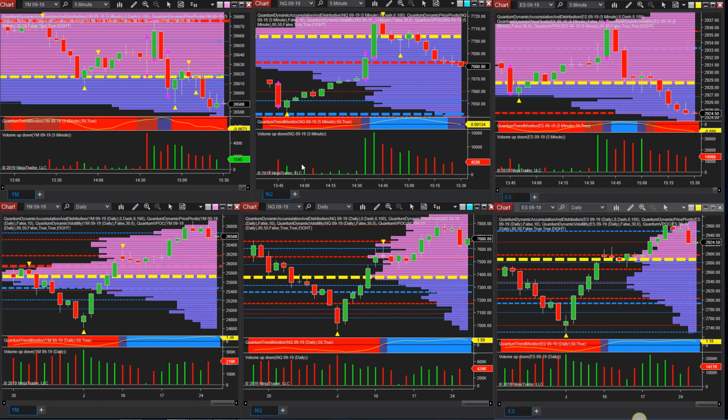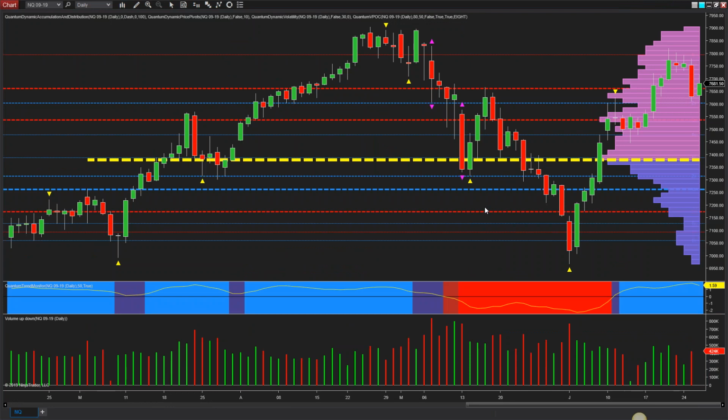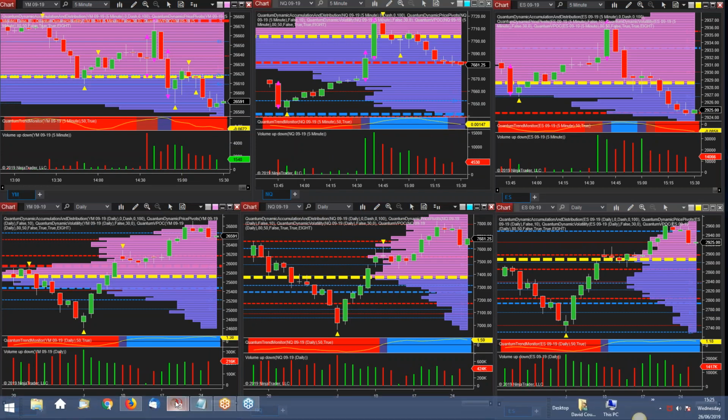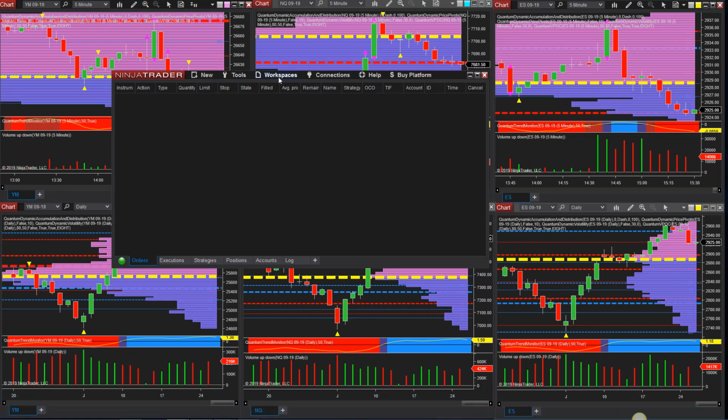This is on 5 minute on the top line and daily on the bottom line. I've got the YM over here. I've got the NQ in the middle, and I've got the ES over on the right hand side. And in fact, of all of them, actually the NQ is showing a little bit more activity than the other pair. That's just the NQ on the daily. So it's a question of being patient, as always.